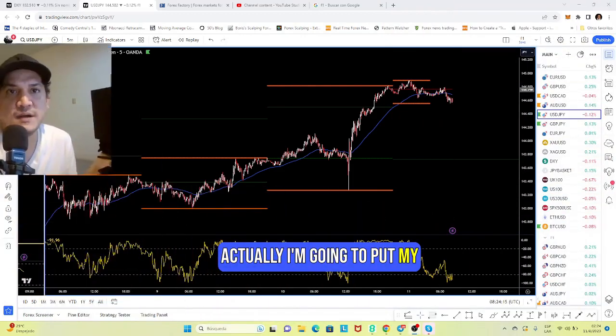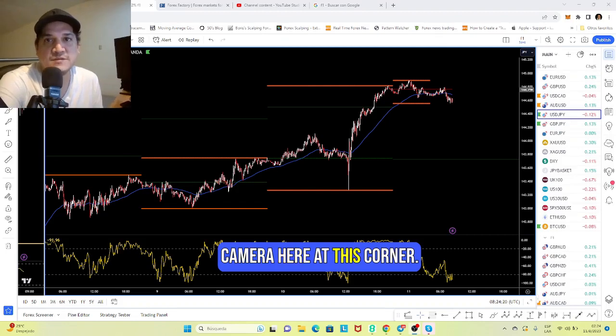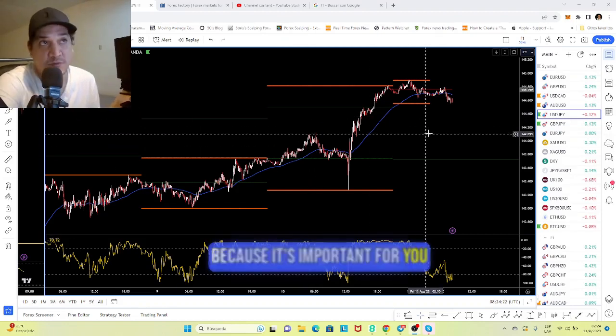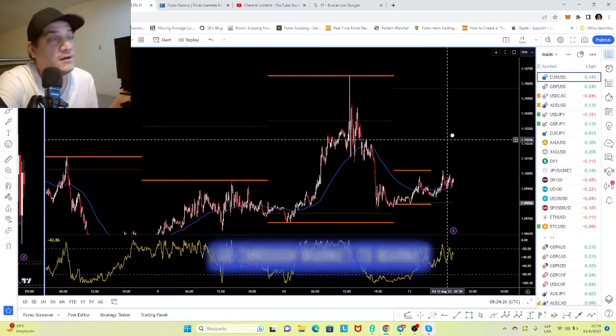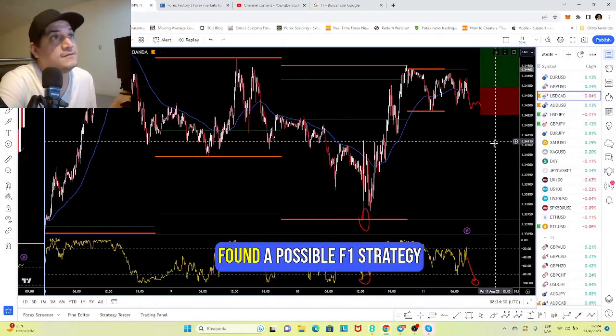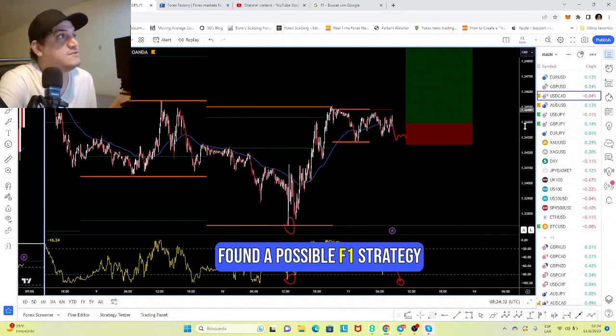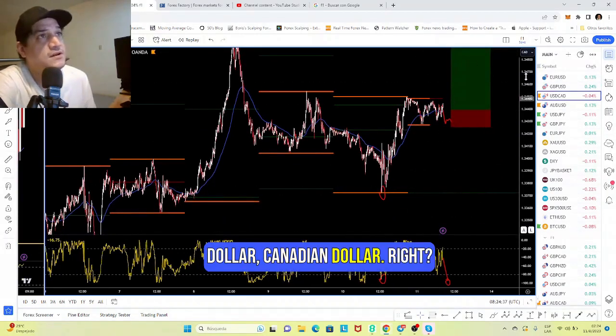I'm going to put my camera here at this corner because it's important for you to look at what I'm going to say. So basically this is what I do. I go through market to market, and the first market that I found a possible F1 strategy setup would be here on the US dollar Canadian dollar.